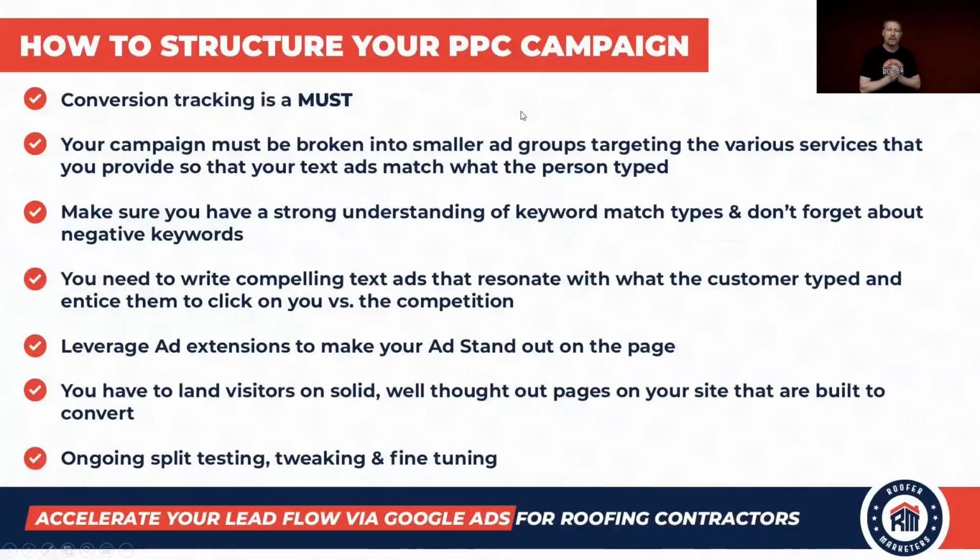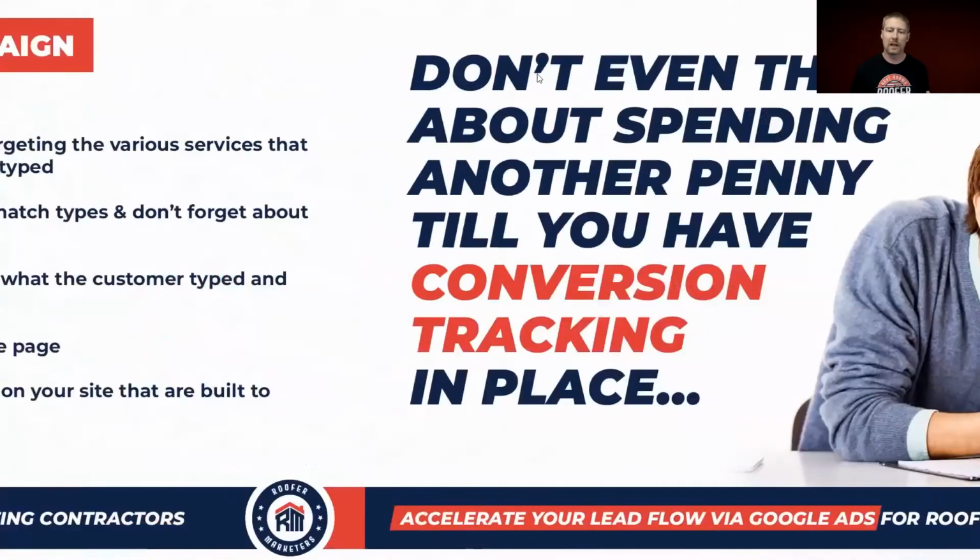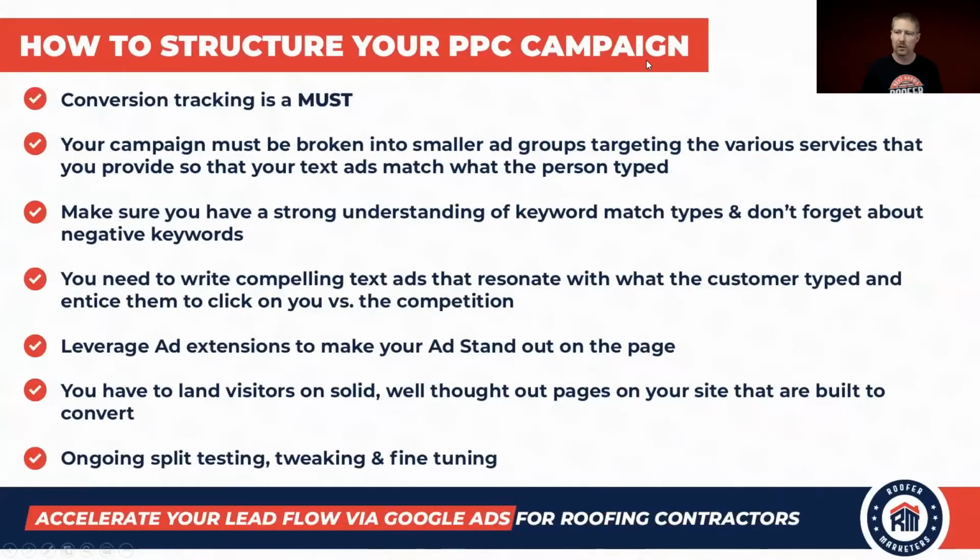So when you're structuring your pay-per-click campaigns, conversion tracking is a must, right? If you don't know where your conversions are coming from, you can't optimize your campaigns. So conversion tracking is a must. That is done mainly through call tracking and form lead tracking, and we'll walk through that a little bit later. Your campaign must be broken down and categorized into small ad groups that are targeting a specific theme. You want to have a strong understanding of the different match types in Google, and we'll go through all of this. You need to write compelling text and ad copy.